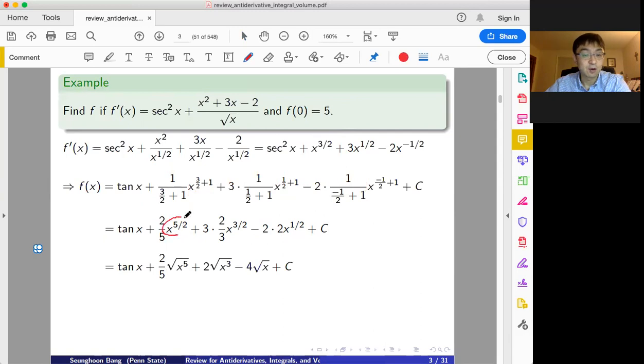Here, x to the 5/2 is the square root of x to the 5. The 3 is crossed out, only 2. X to the 3/2 is like square root of x cubed. The 2 times 2 is here 4. X to the 1/2 is square root of x. So this is the whole idea for solving this problem. Next, you need to find c by using f of 0 equals 5. You can plug 0 into here.